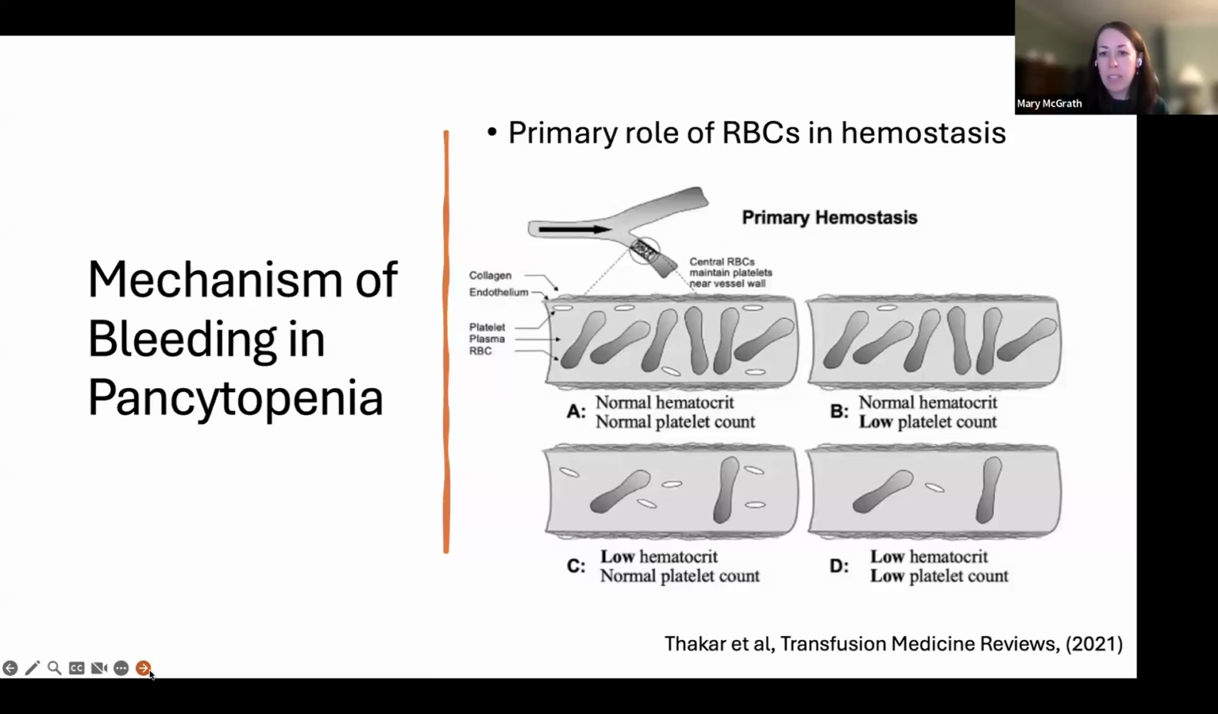In non-anemic states, hemostasis is maintained fairly well, even in the setting of thrombocytopenia. However, with reduced red blood cell mass in addition to thrombocytopenia, platelets tend to stay centrally and they have decreased contact with damaged endothelium, leading to impaired hemostasis in the setting of thrombocytopenia.